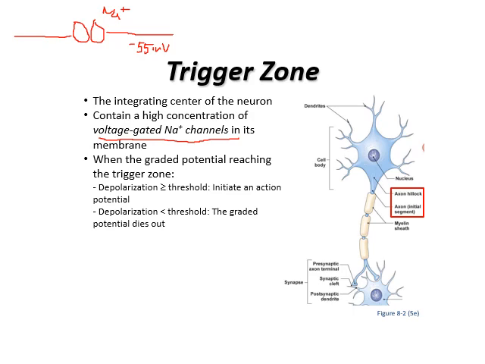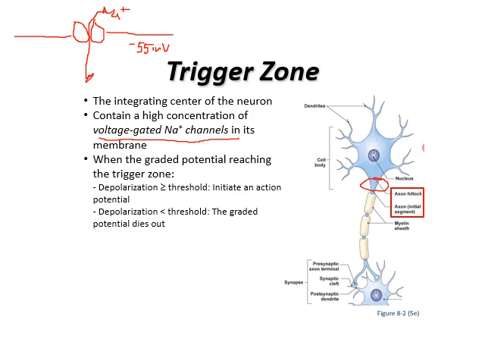Okay, and what's sodium going to do? If there's a ton of channels here, there are a lot of ways for sodium to get in. If those channels open, then there will be a big rush of sodium into the cell right here at the axon hillock, at the trigger zone. Okay, so that's what's happening.